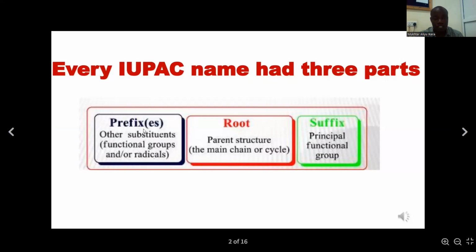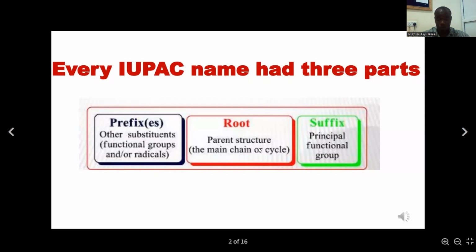Number one, prefix. The prefix can be one, two, or more than that. And the root, which is the parent structure, which is the main chain or a cyclic. When you say the main chain or the parent chain, it means the one with the longest carbon chain. Then we have the suffix, which is the principal functional group.